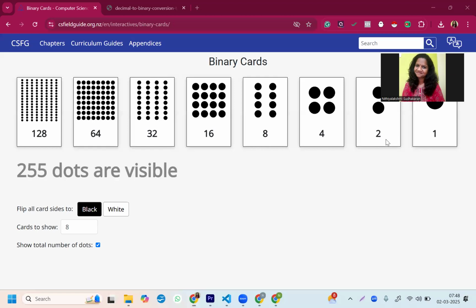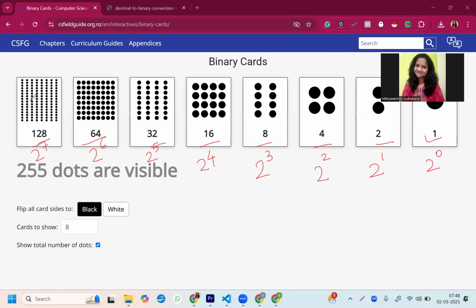Now I have the cards like this one. The binary place values will be 1, 2, 4, 8, 16, 32, 64, 128. So 2 to the power of 0 is 1, 2 to the power of 1 is 2, 2 to the power of 2 is 4, 2 to the power of 3 is 8, 2 to the power of 4 is 16, 2 to the power of 5 is 32, 2 to the power of 6 is 64, and 2 to the power of 7 is 128. So this is how the numbers are represented.